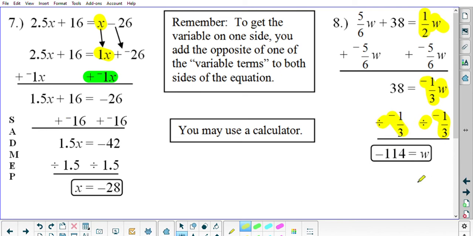And so that makes number 8 quicker to finish, because I chose to get the variable to go to the side that was shorter, and that made it quicker to finish solving. So again, that was just a quick reminder of equations where one of the sides only has a variable term.